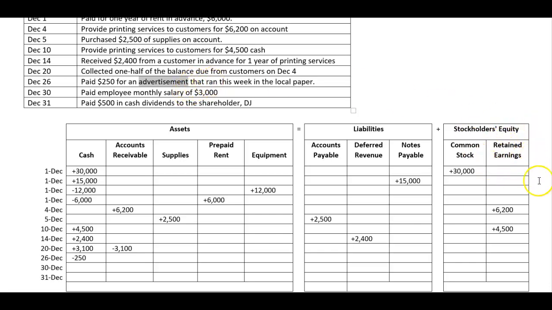So that's part of equity. We've generated this revenue, but we also have to pay to generate revenue. You're like, wait, that doesn't make sense.